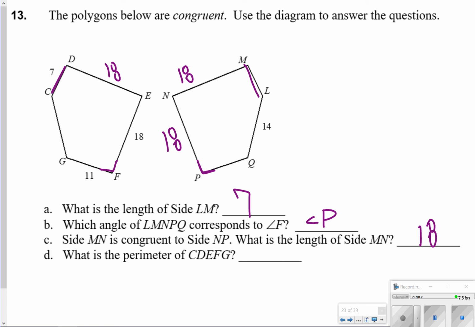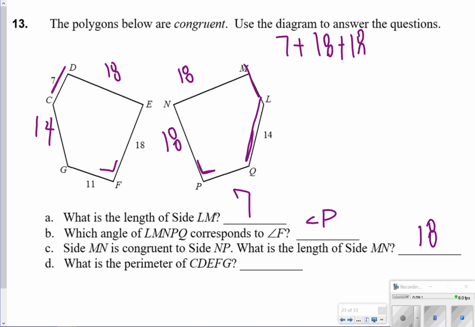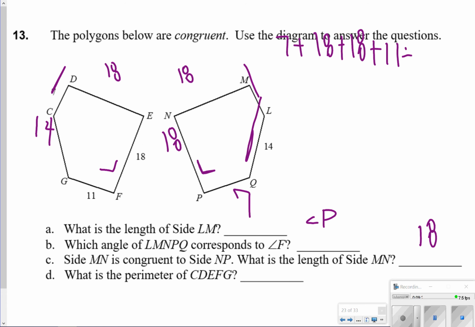The last part is the perimeter of the entire shape. Notice that CDEFG is missing one single side now, and that's here. It corresponds to LQ, so we're going to say that's 14. So what we had to do to find the perimeter, 7 plus 18 plus 18 plus 11 plus 14. Adding all these numbers together, we should get 68 as the perimeter.